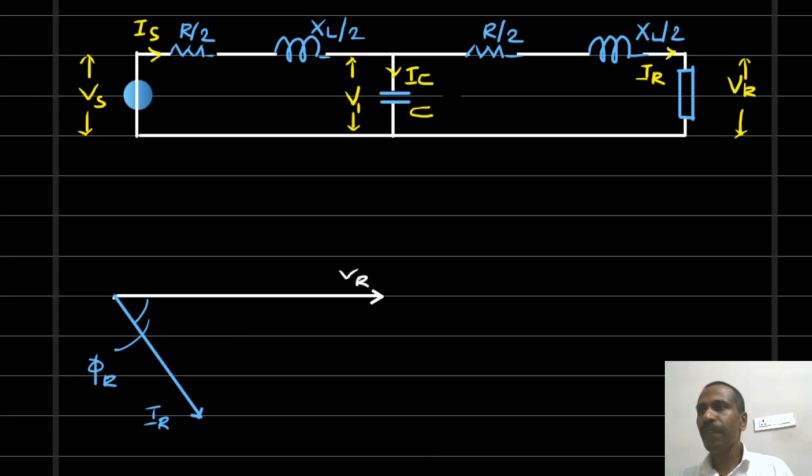Now we are going to find out V1 first. V1 is equal to the receiving end voltage plus the drop in this part of the line. So it is VR plus, we have two drops. One is the drop across the resistor, then the second is the drop across this inductor. The drop across the resistor should be drawn in parallel with the current, because in the case of resistors both voltage and current are in phase. Here the voltage drop is IR into R by 2. So this is drawn in parallel with IR.